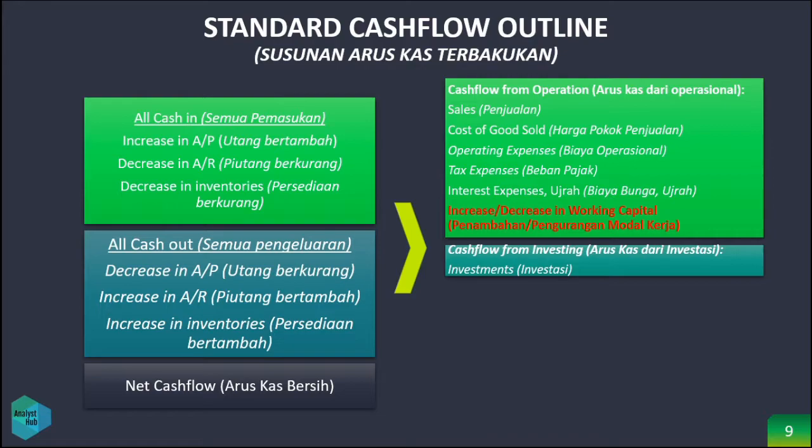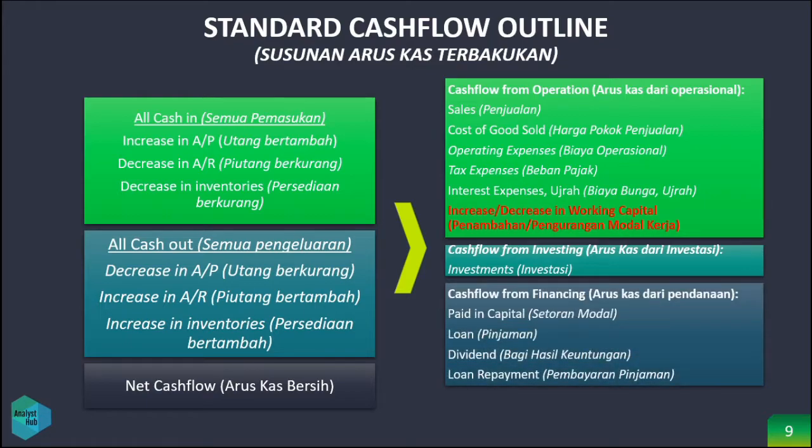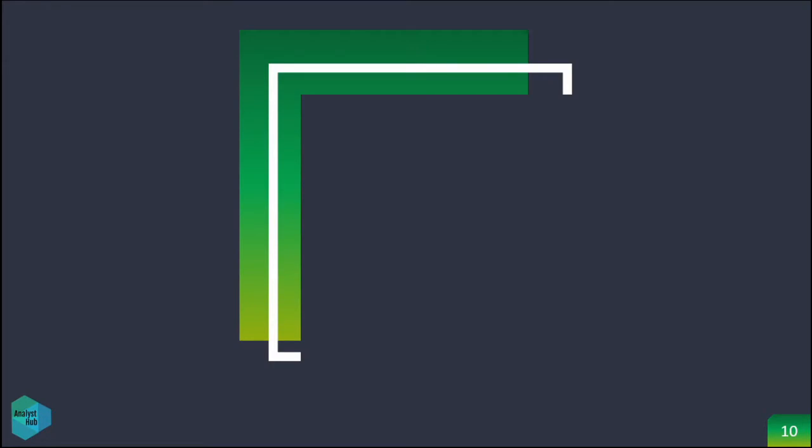And the last group is cash flow from financing. This is the cash flow related to the financing of the company. It could be from paid-in capital and loans. If there are dividends, they must be recorded here as a cash out. Also, if the company repays a loan, it must be recorded as a cash out. Interest expenses and ujrah expenses must not be put in this group, even though they seem related to financing, as I explained previously. That's all my explanation of the cash flow outline to make a simple financial projection.